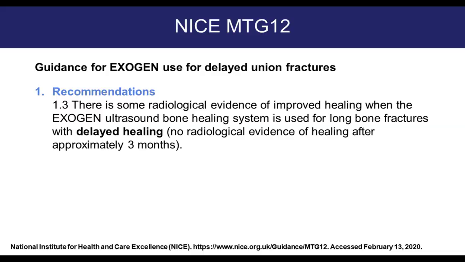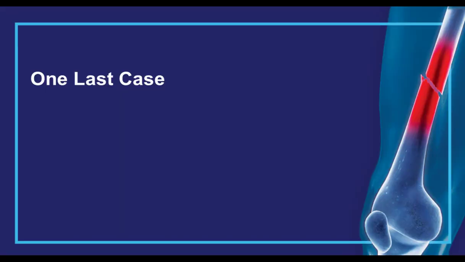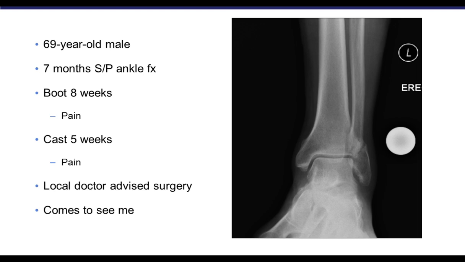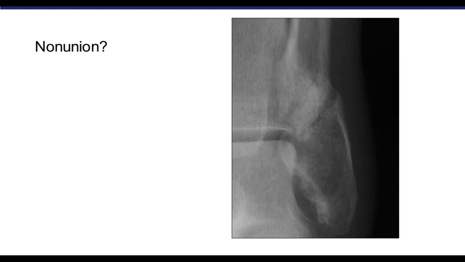I'm going to walk through one last case for the group, and then we'll hopefully finish up on time for you. This is a 69-year-old male who came to see me 7 months after his ankle fracture. He'd been treated in a boot, still had pain, been treated in a cast, still had pain. His local doctor had advised him to have surgery, but he came to see me. He was surgery averse. This is a magnified view of the x-ray I got, and I wasn't sure if this was a radiographic non-union or not.